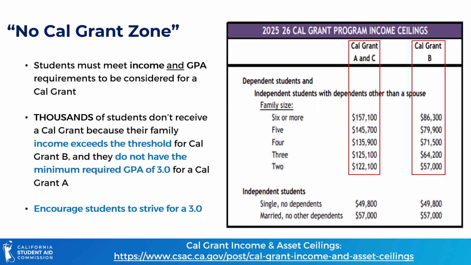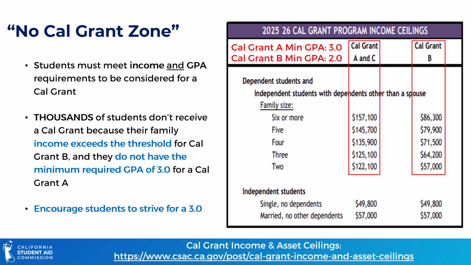Now I do want to talk about this occurrence we call the no Cal Grant zone. The most important factors that determine eligibility and the type of Cal Grant students will receive are family size, family income, and GPA. You can see a significant difference in the maximum income ceiling for Cal Grant B and the income ceiling for Cal Grant A and C. This is because Cal Grant B is designed for lower income families. Don't forget that in order to get a Cal Grant A, students need a minimum 3.0 GPA. The minimum GPA for a Cal Grant B is a 2.0.